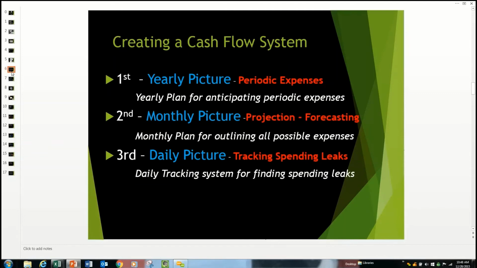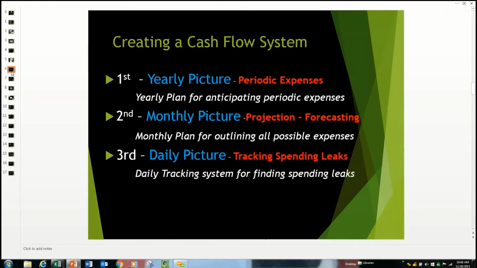And then there's the daily picture, the tracking system, the spending leaks, finding out where's your money going, where is it trickling away, is this where you really want your money to be going, is this spending in alignment with your own core values and priorities.